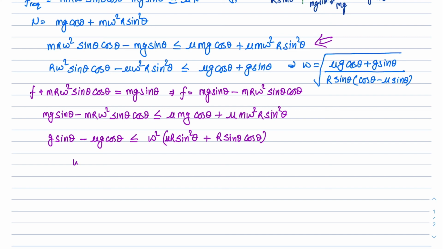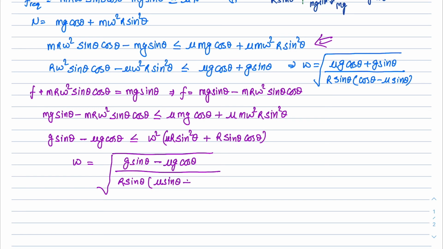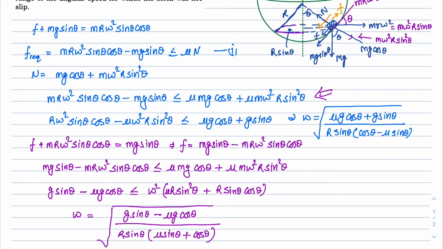So the omega value is going to be under root of (g sine theta minus mu g cos theta) upon r sine theta times (mu sine theta plus cos theta). So this is the omega minimum which is required to keep the block at its position. So this is the solution of this problem.